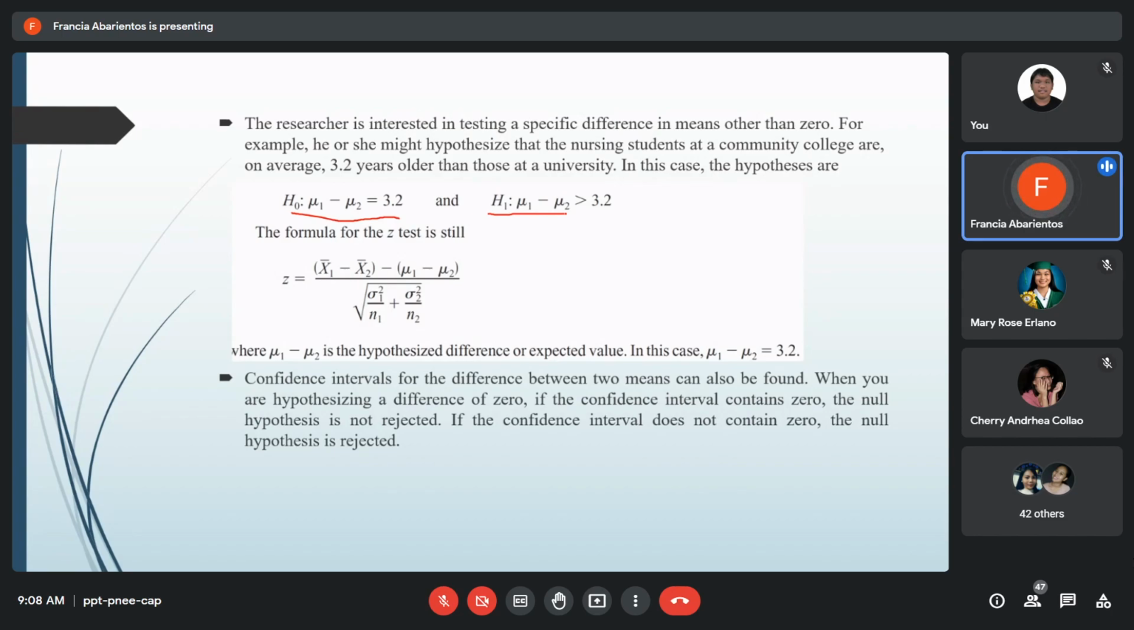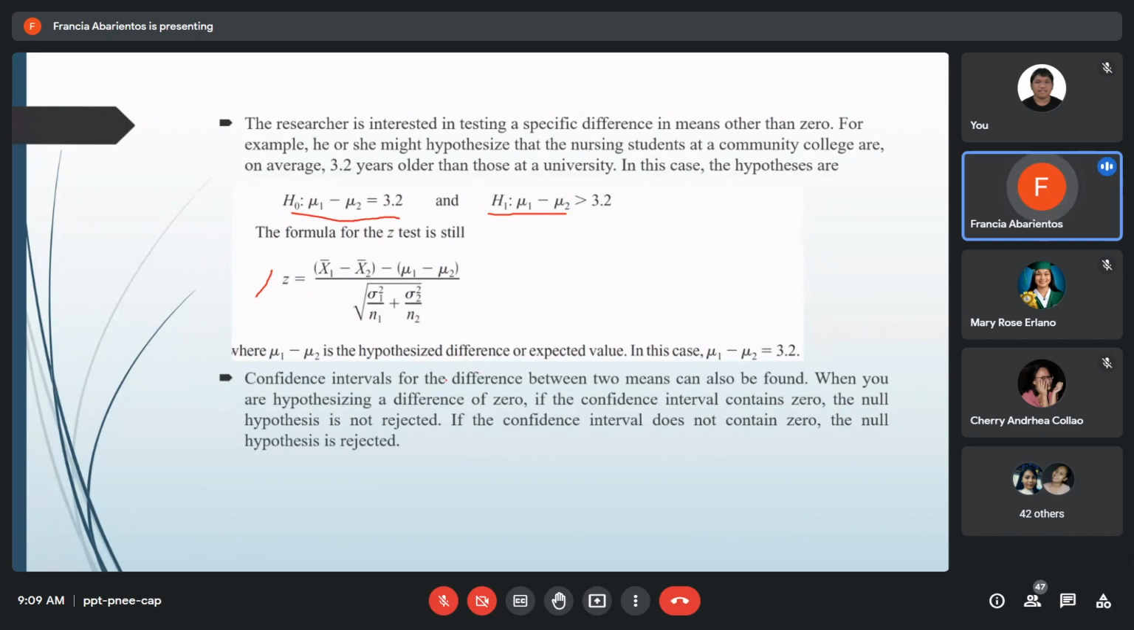So we have now the formula in Z-test. Okay. So the Z-test now is the difference between the means. Ito class, gamitin nyo lang to. Dali lang naman. So, yung differences ng means natin is the hypothesized difference or expected value. Yan, so 3.2 siya.